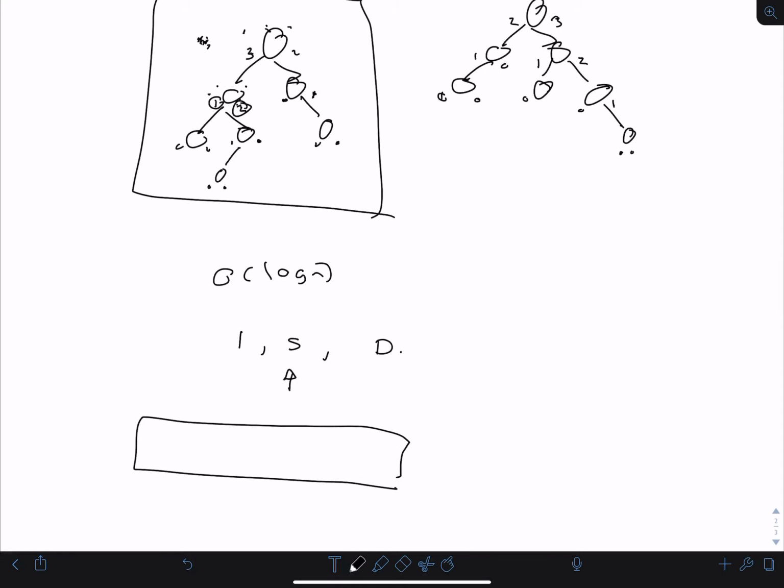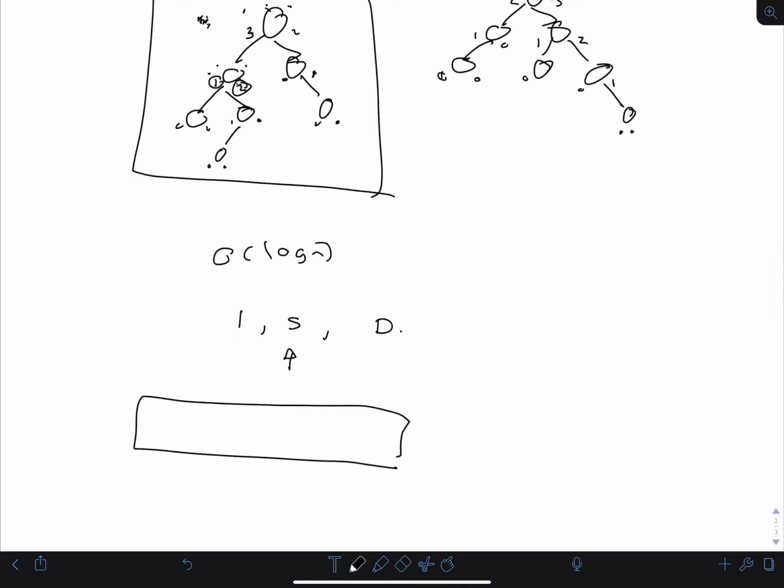However, it's still balanced. Yeah, I'm not saying it's not. Yeah, no, but I'm glad you pointed that out.